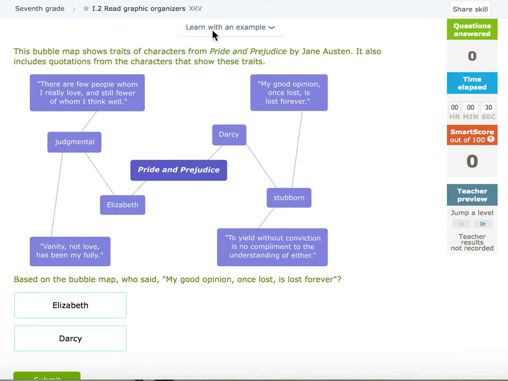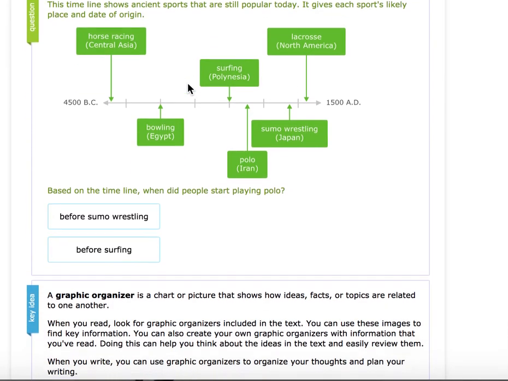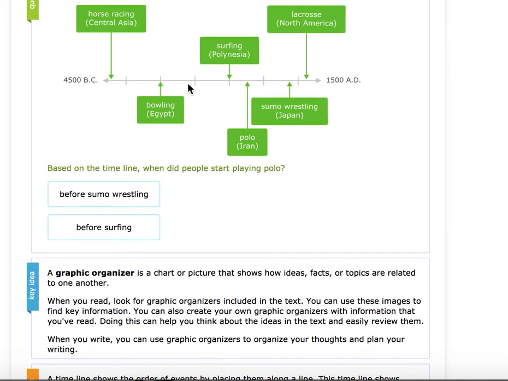As always, when I'm at this skill, I'm going to click Learn with an Example so I can see the key points and look through a walkthrough. As a reminder, you can do this on any skill you do on the first question. It's at the top, Learn with an Example. As always, I see my question and then my key idea. I'm going to focus in on my key idea.